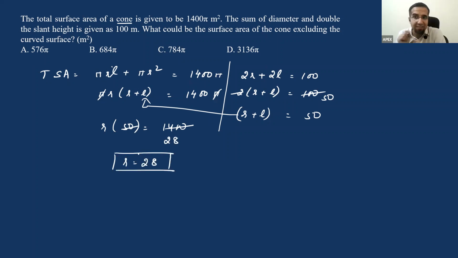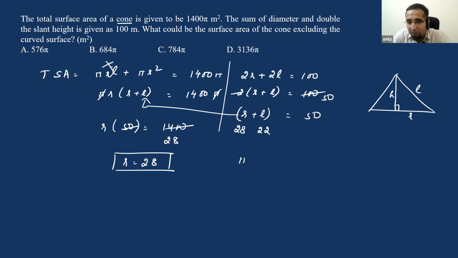Clear? Now there's a syntax error here. In a cone, how can you have radius which is more than the slant height? Because if this is my height, this is my radius, and slant height becomes your hypotenuse, and in a right angle triangle, hypotenuse is the largest side. But if you replace r as 28, L becomes 22, which has a syntax error, but no problem, because the question is asking you something else. What could be the surface area of the cone excluding curved surface area? Now, curved surface area is equal to pi r L.